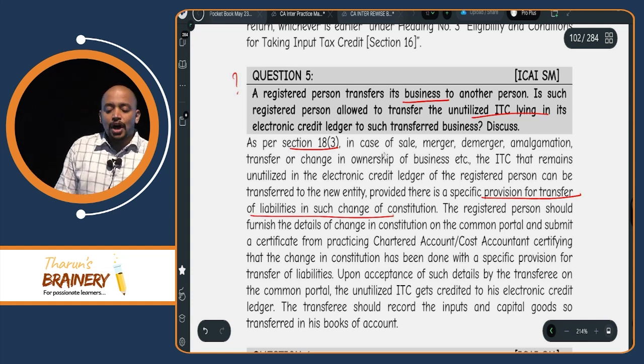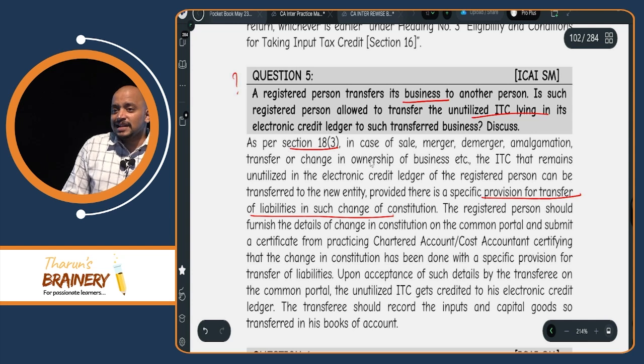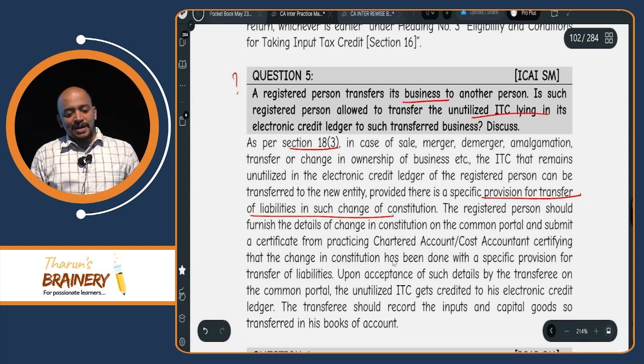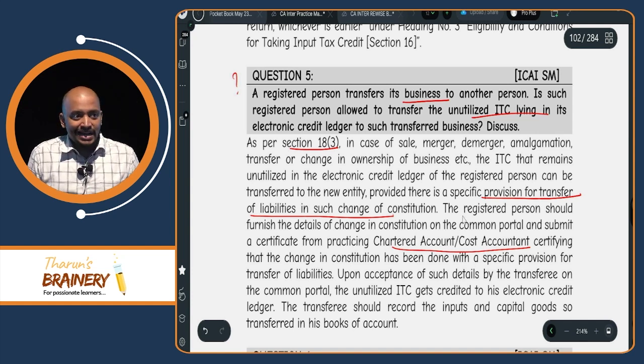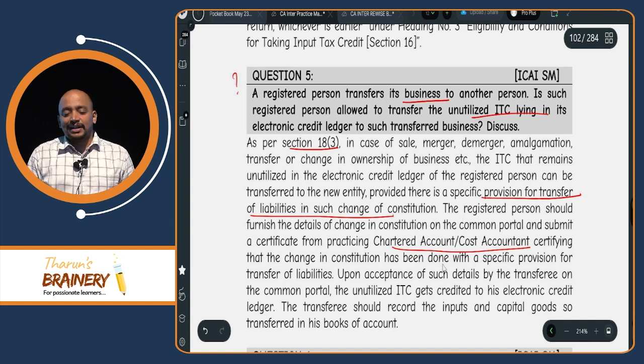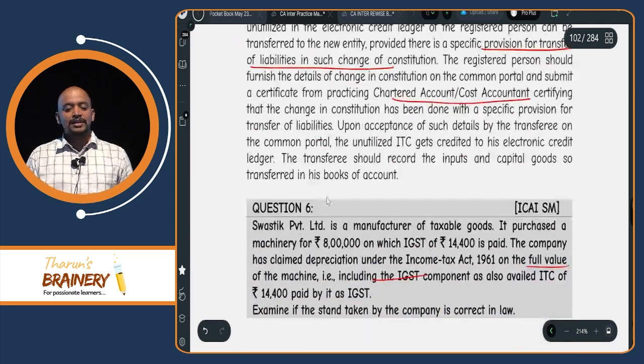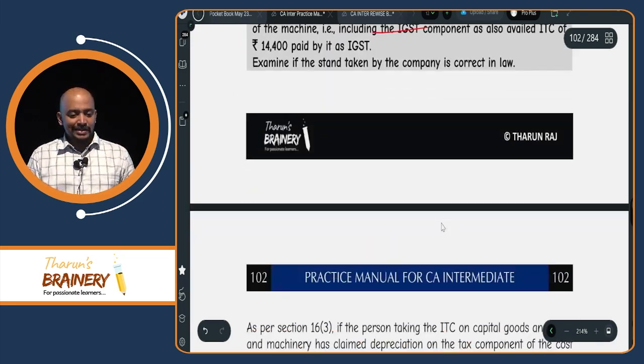And what is the form that is to be filed? ITC 2. And should it be certified by a CA or CMA? Yes. So whenever ITC 2 is filed, it will be transferred from the transferor's electronic credit ledger to the transferee's electronic credit ledger. So like a theory question we need to write.